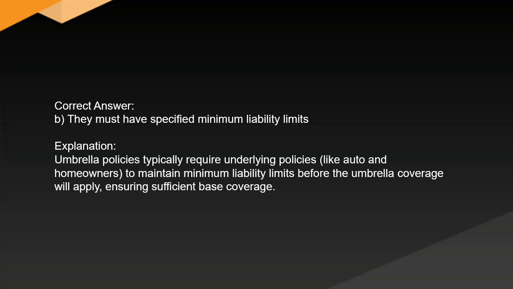Correct answer: B. They must have specified minimum liability limits. Explanation: Umbrella policies typically require underlying policies, like auto and homeowners, to maintain minimum liability limits before the umbrella coverage will apply, ensuring sufficient base coverage.